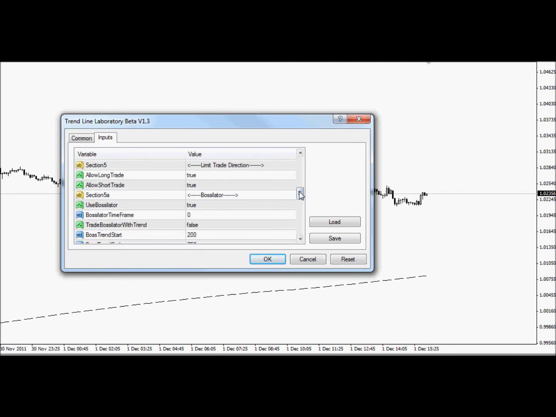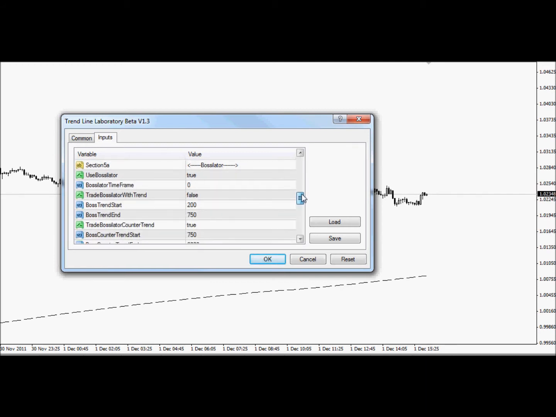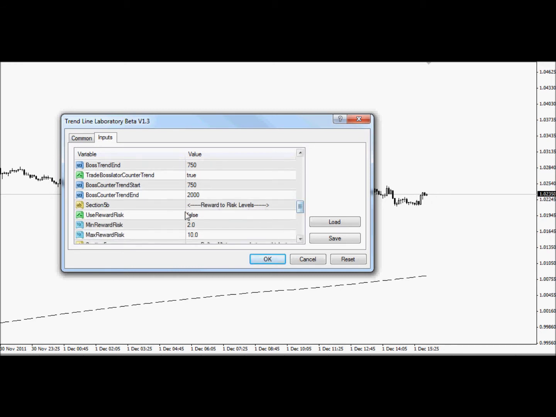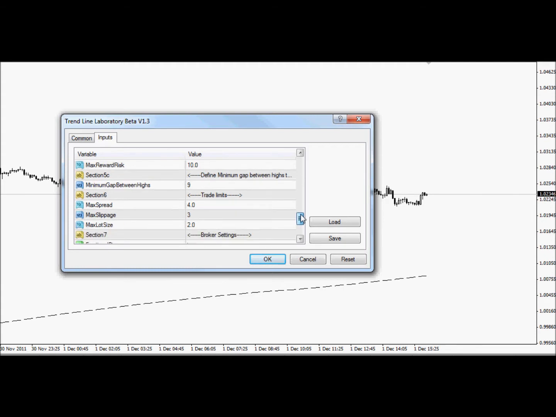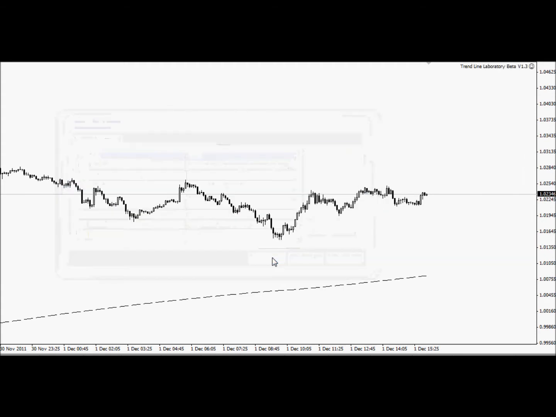What I'm going to do is use the Boscillator and say I don't want to trade with the trend. I want to trade counter trend, i.e. back towards the 800. And as long as the Boscillator reading is over 750, which I know it is, that's fine. I'm not going to check on risk to reward. I'm just going to let it run.